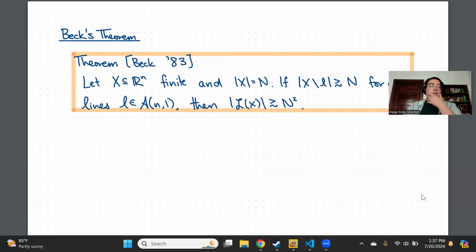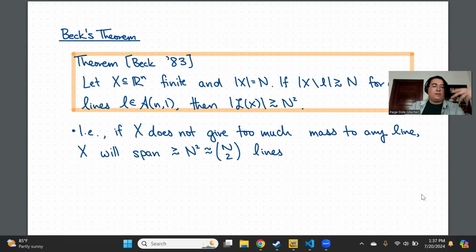All right, so let's state what Beck's theorem is. If you have a subset X in R^n that's finite, let's say it has n many points, and we suppose that if I take away any line from my set, it still has a large amount of the points, i.e. no line contains too much mass. And this is going to be true for every single line. Then the set of lines spanned by X is approximately n squared, which is heuristically what we should expect.